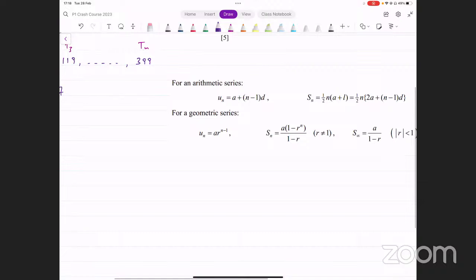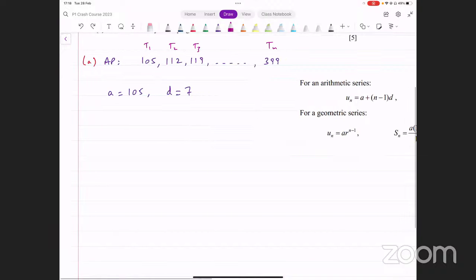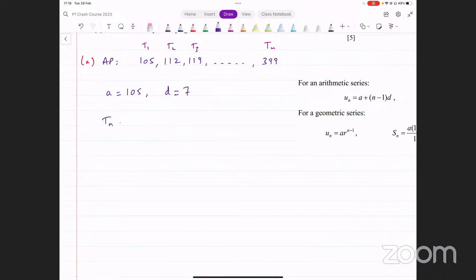Now the term formula for an AP, what's that? That's a plus n minus 1 times the difference. We could just use that formula. We could say Tn or Un, doesn't really matter, equals a plus n minus 1 times the difference. This is the formula that we have for an AP.